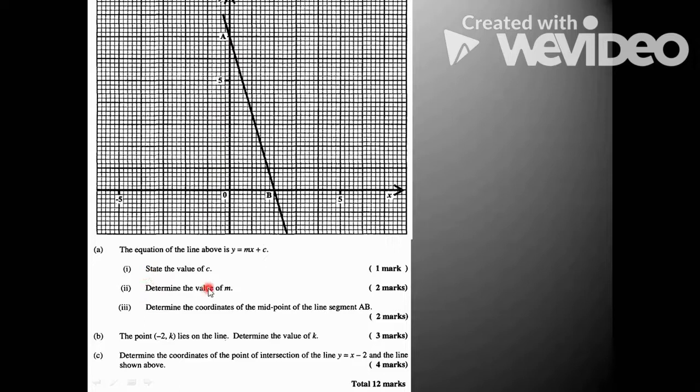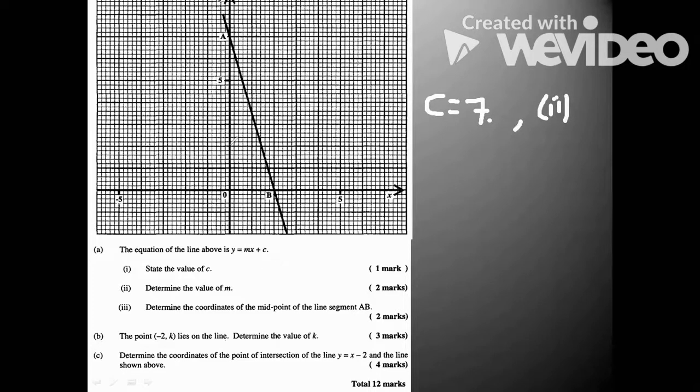It says state the value of C. C we know is the y-intercept, and just by observation, C is 7. So that's our 1 mark for part 1. Okay, part 2: state the value of M.